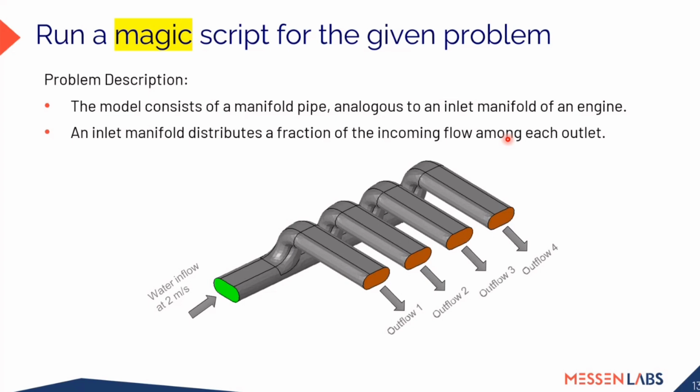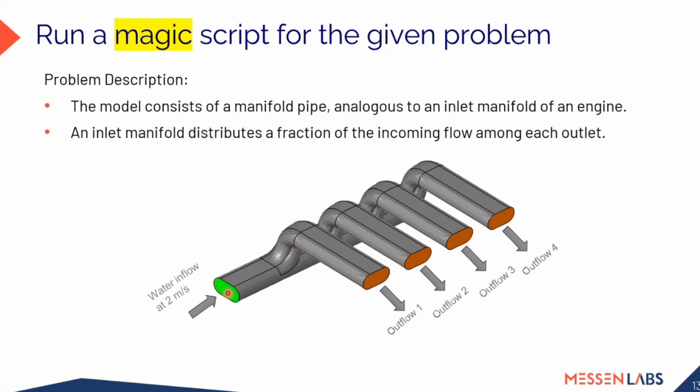Let me boost your curiosity by performing this activity. I call it a magic script because it does the entire job for me. Whatever steps I mentioned in the previous slide, it does completely without my intervention. In this slide, you can see there is one problem: it is a manifold pipe. It is analogous to the inlet manifold of an engine. Whatever flow is incoming from this section, it equally distributes among the four outlets.